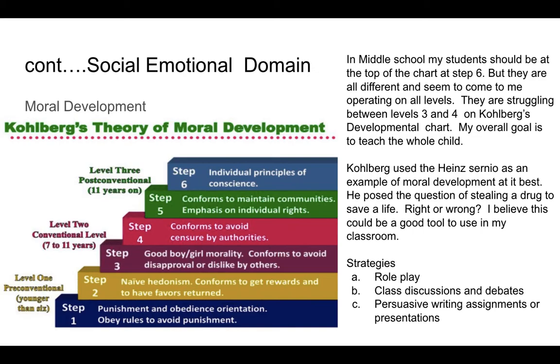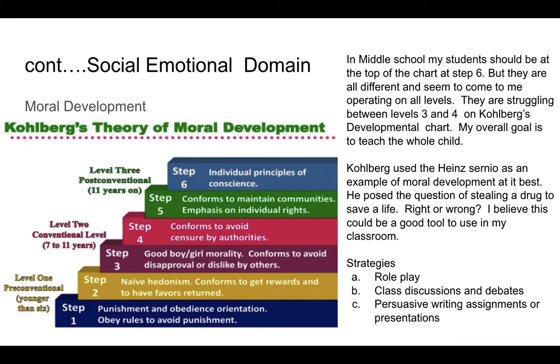They are struggling between levels 3 and 4 on Kohlberg's development chart. My overall goal is to teach the whole child. So no matter what level they come to me on, that's the level I try to reach them. Kohlberg used the Heinz scenario as an example of moral development at its best. He posed the question of stealing a drug to save a life, right or wrong. I believe this could be a good tool to use in my classroom.